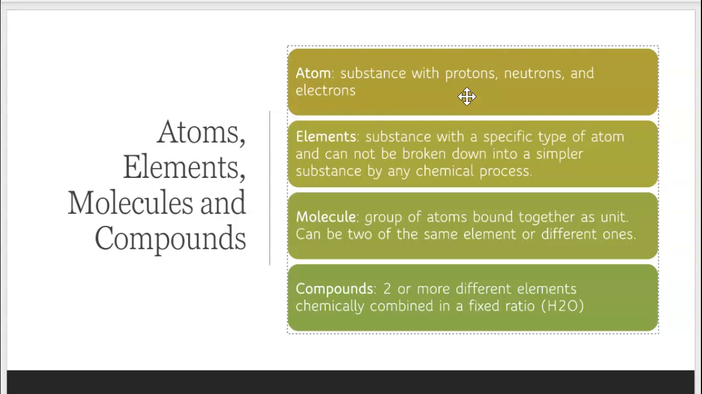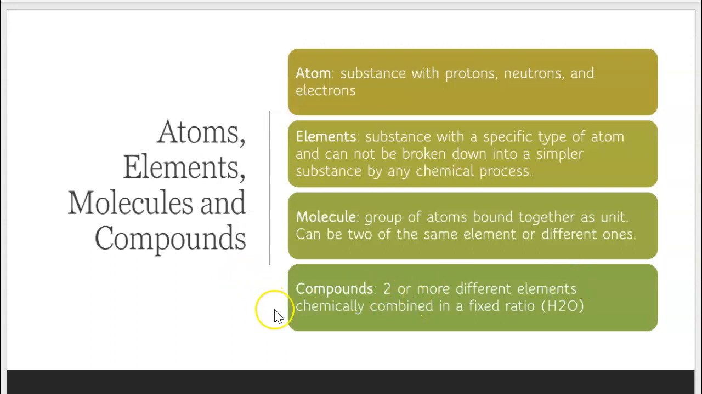A molecule is a group of atoms that are bound together as a unit. They can be two of the same element or two different ones. So like oxygen gas is O2, so it's two oxygens bound together, two oxygen atoms. H2O is two hydrogens and one oxygen, so that would also be a molecule, even though there are two different atoms, hydrogens and oxygens, involved.